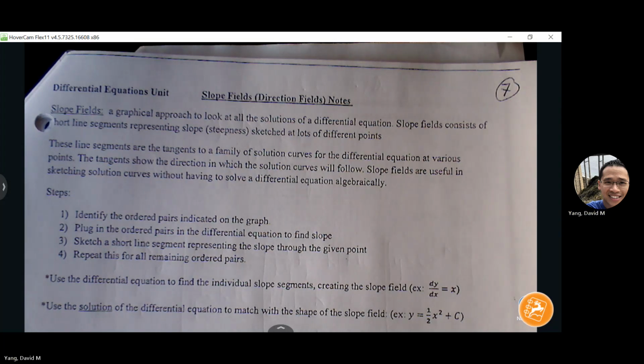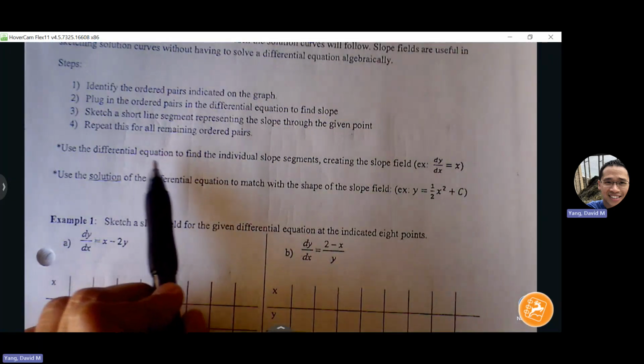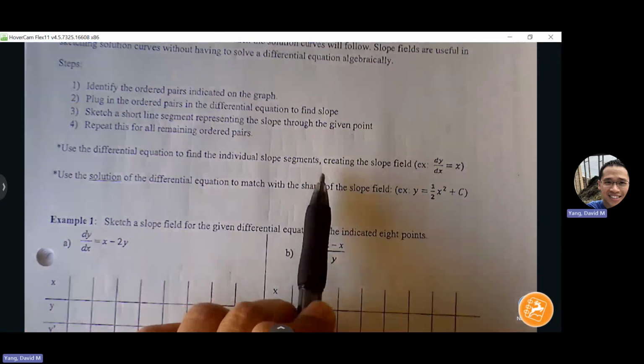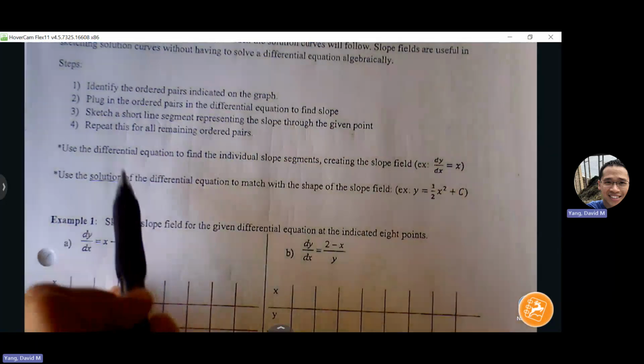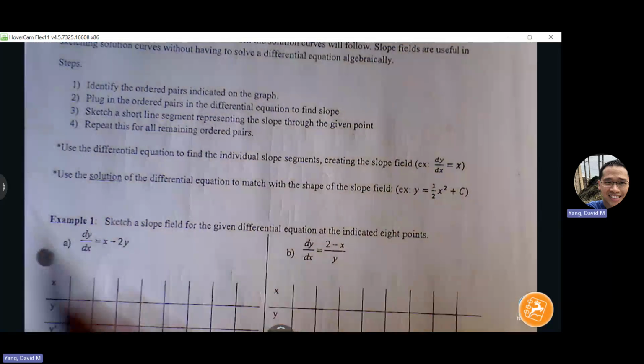Okay. There are some important points here, but this will make sense a little bit later. It says use the differential equation to find the individual slope segments, creating the slope field. And then use a solution of the differential equation to match the shape of the slope field. Okay.